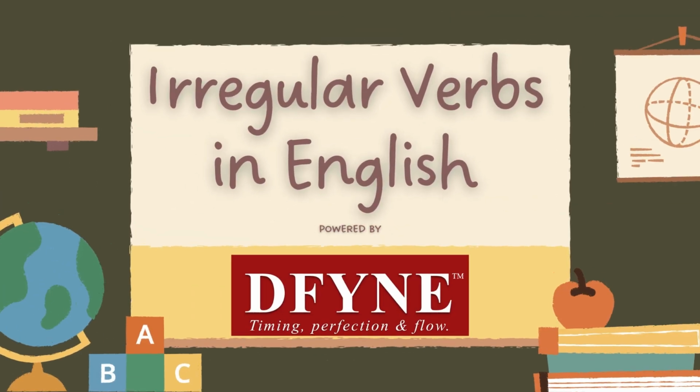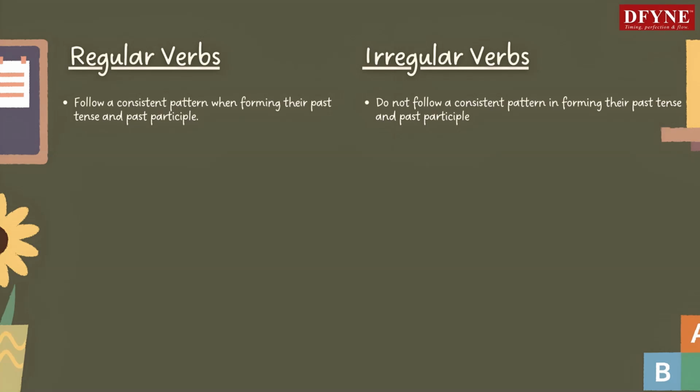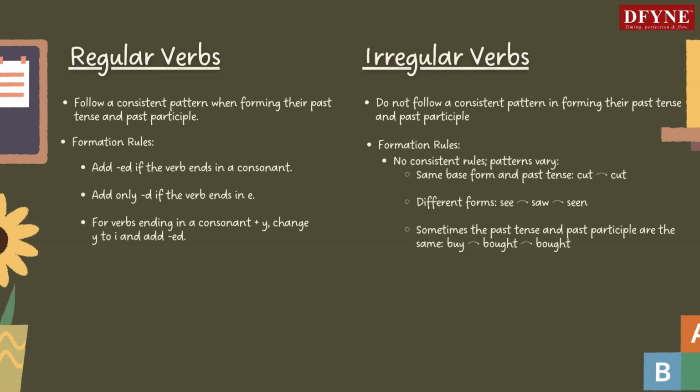Today we will focus on irregular verbs. A verb is a word that describes an action, state, or occurrence. They are essential in sentences because they tell us what's happening or what someone is doing. Regular verbs are like following a recipe, just adding -ED to form the past, like talk becomes talked.